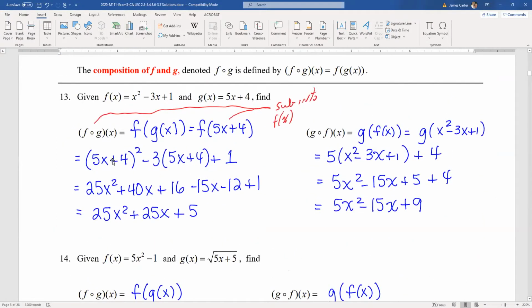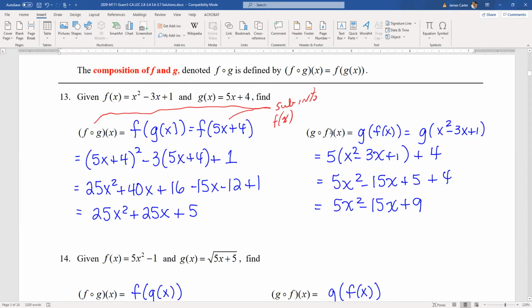So here's the X squared, which we've replaced the X, and the X right here, we've replaced that. We simplify this, we have to FOIL that, we get 25x squared plus 40x plus 16. Here we get negative 15x minus 12, and we bring down the 1. Now we combine all like terms, ending up with 25x squared plus 25x plus 5.